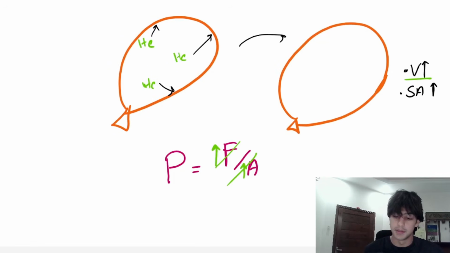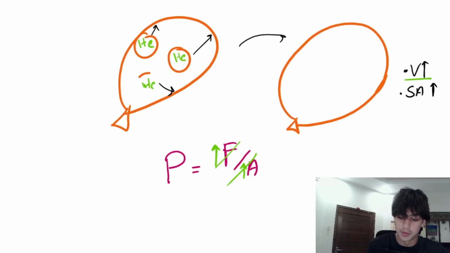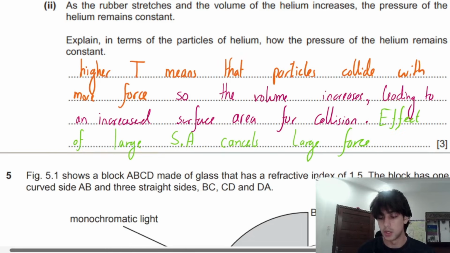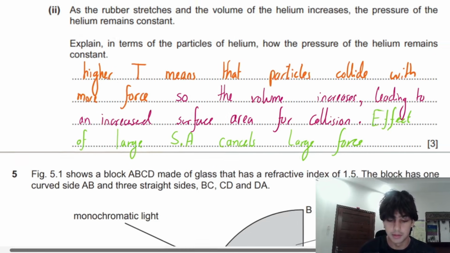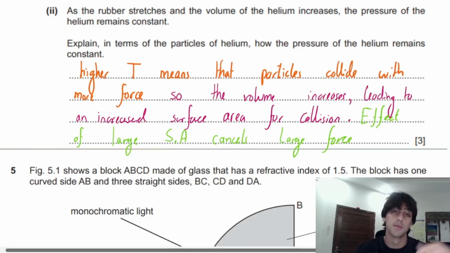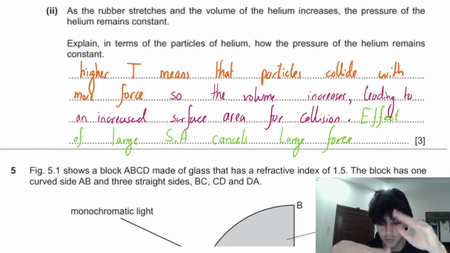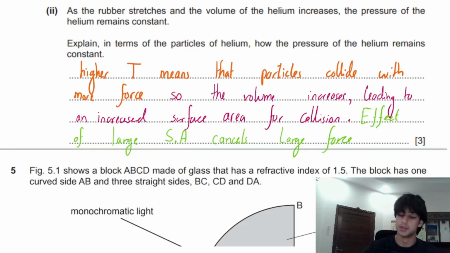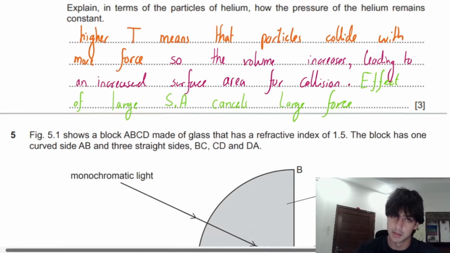Another way of thinking about this is, as the volume increases, the helium atoms or particles don't really collide with the walls as often because there is more space now. So the frequency of collisions decreases. That is also another way of thinking about it. This is how we're going to essentially word our answer. Higher temperature means that the particles collide with more force, and so the volume increases, leading to an increased surface area for collisions. So the effect of large surface area cancels the large force.